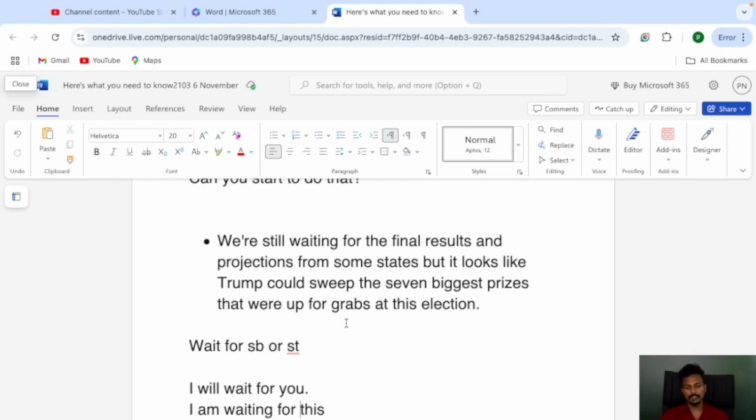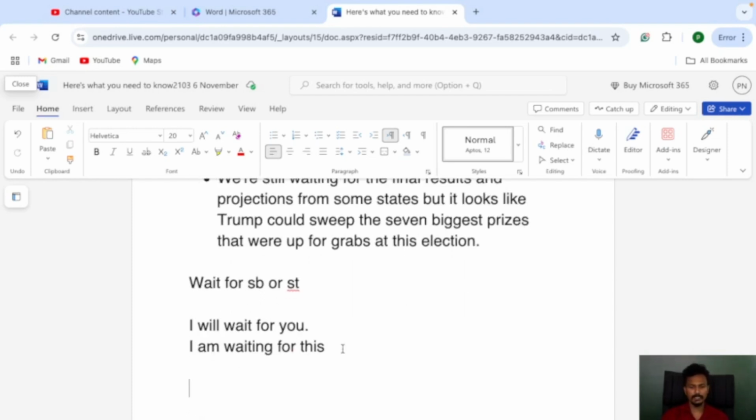Still waiting for final results and projections from some states. It looks like. This is a nice phrase, it looks like. It looks like you know it. It looks like you don't like it. It looks like you don't want to think about it. That's how it's used.